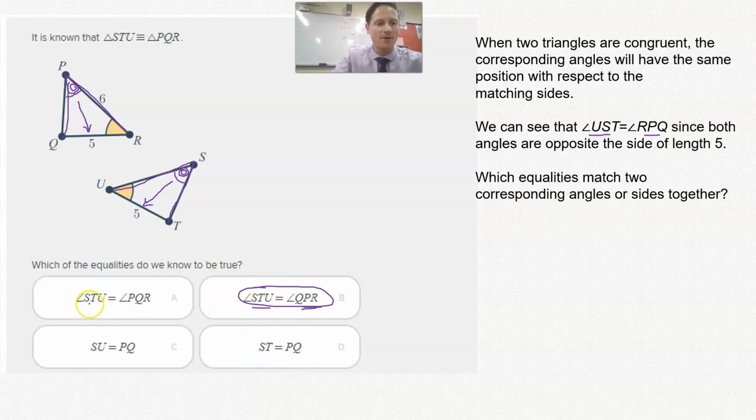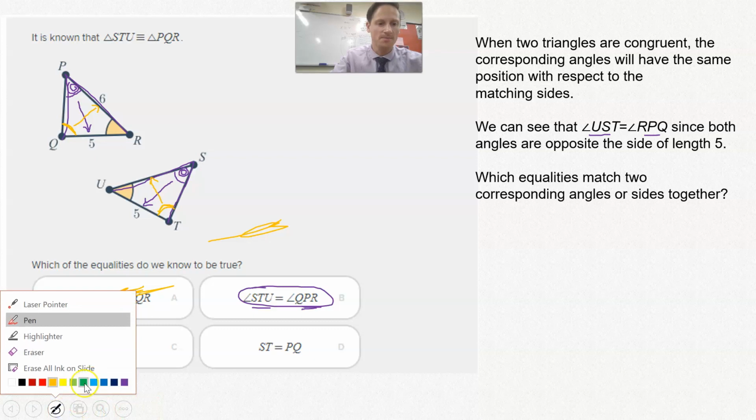Let's look at this one. Angle STU equals angle PQR. So I'll grab my orange this time. STU is this one here in orange. And sorry, my cursor's disappearing. Where am I? Here we go. PQR is here. Now, that is opposite to 6, and this angle is opposite to an unlabeled side. So we cannot say that those equalities are true.